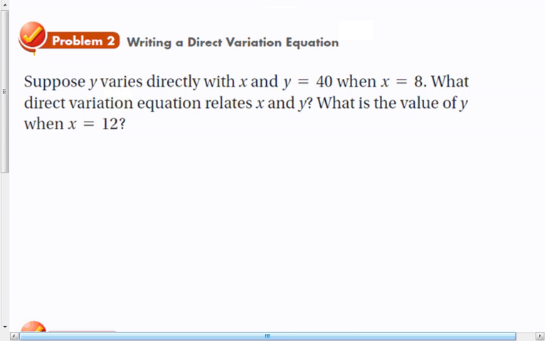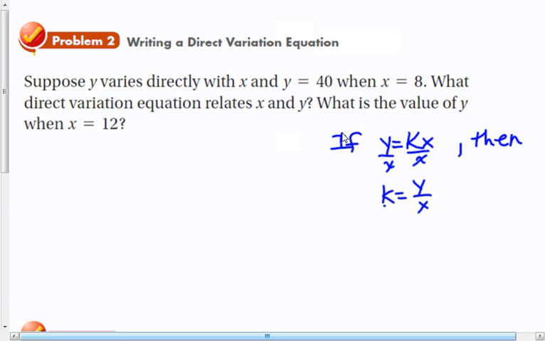All right, to write a direct variation equation, we just need to know what the constant of variation is. So we need to take this information and figure that out. One thing I'll say, and you should write this down: if we have the equation y equals k times x, and we divide both sides by x, we get k is equal to y divided by x. So I can find k by just taking some y value divided by some x value.